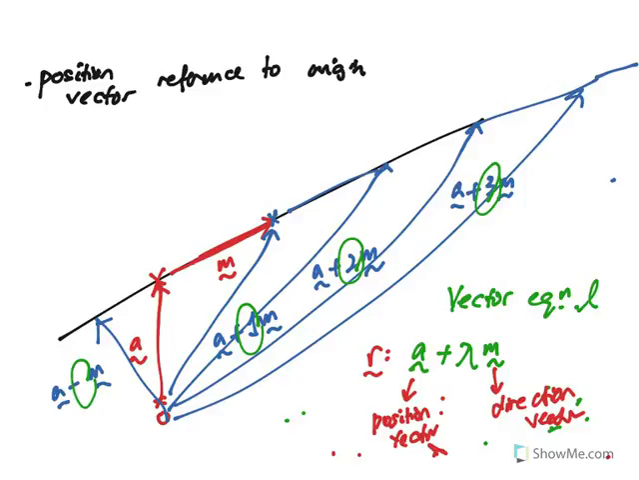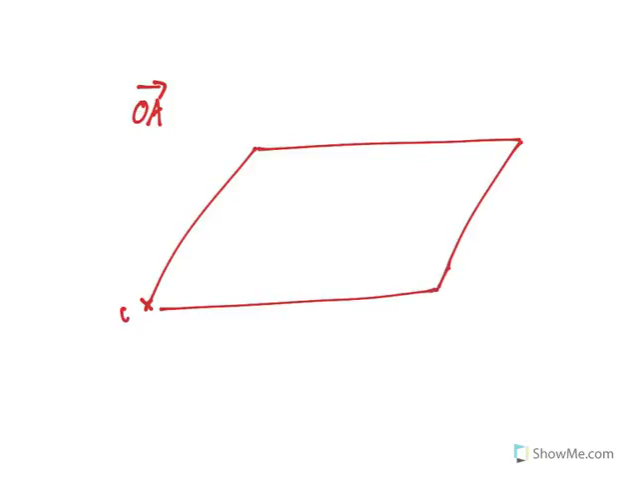A with this squiggle is a direction vector, while the other is position. How do we describe a position? How do we describe a free vector? Let's say I give you a parallelogram, maybe O, A, B, C.